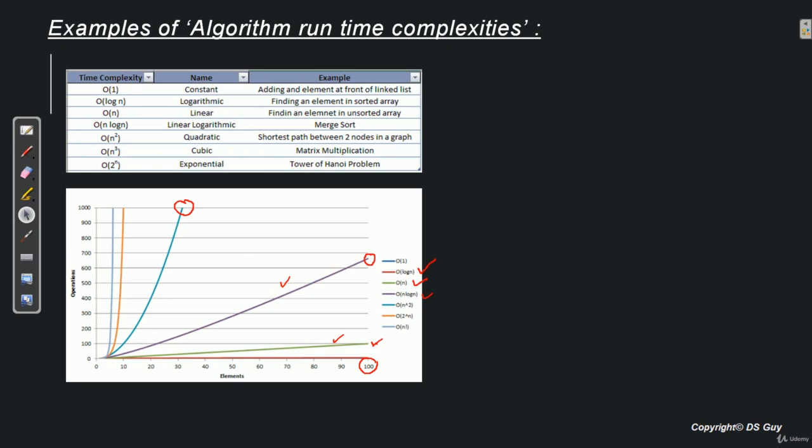Fine, so that was all about some of the examples of algorithm runtime complexities. Now with this, we will end this video. In the next video, let's talk about how to calculate algorithm runtime complexity for a given algorithm. Thanks for your time. See you in the next video.